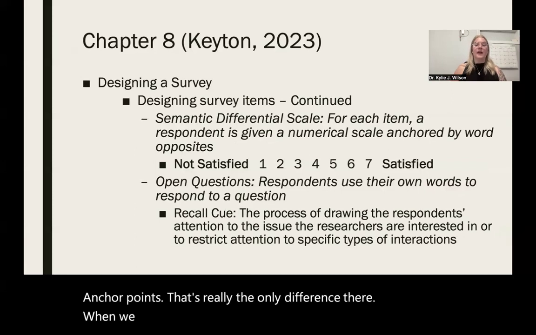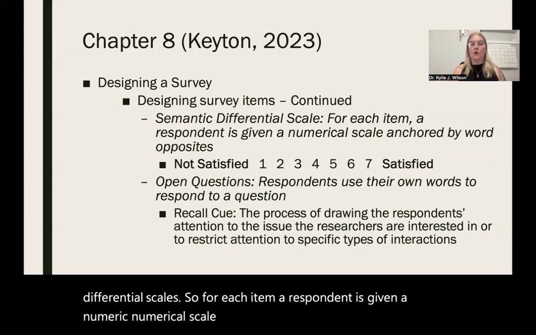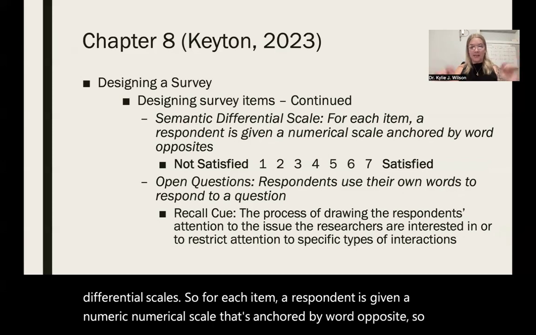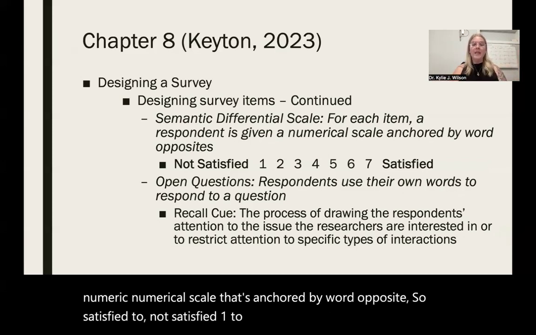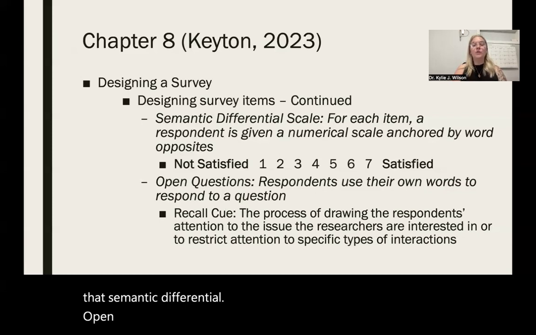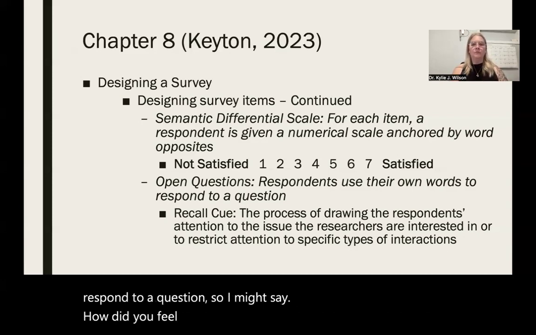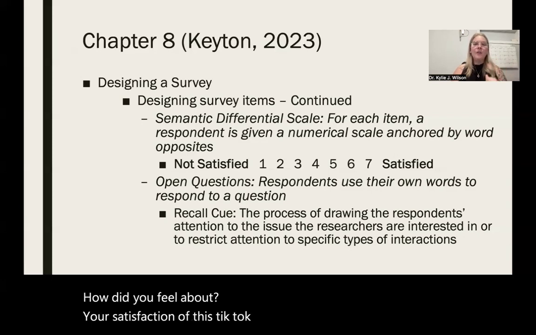When we are designing survey items, we talk about semantic differential scales. So for each item, a respondent is given a numerical scale that's anchored by word opposites. So satisfied to not satisfied, 1 to 7, right? That's going to be that semantic differential. Open questions, they're going to use their own words to recall or respond to a question. So I might say, how did you feel about your satisfaction of this TikTok, right? I want you to answer that.